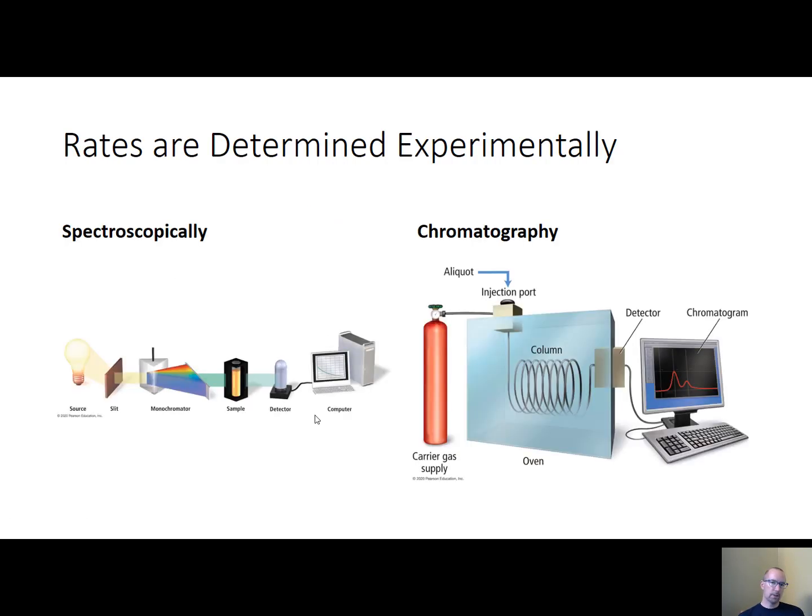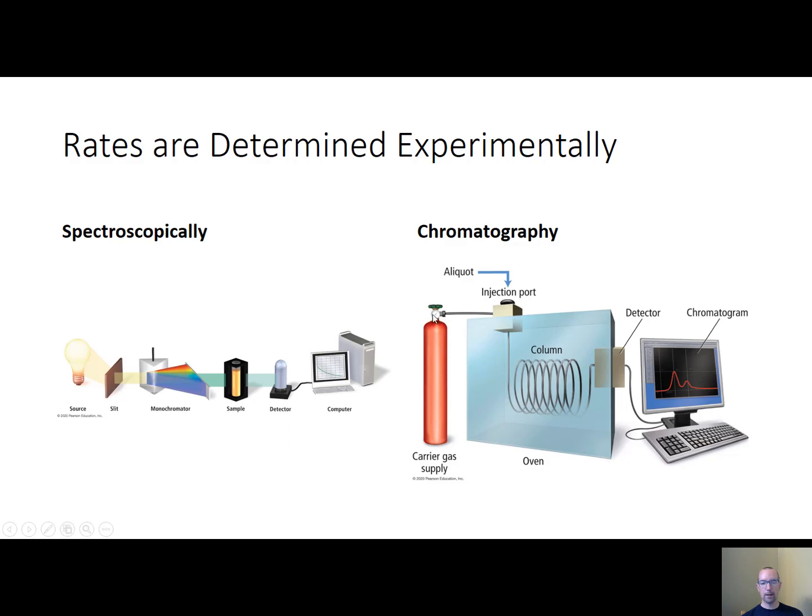Now, rates are determined experimentally. There's no way we can look at a chemical reaction and determine that our reaction is fast or slow. So it's done experimentally. One way we can do it is through spectroscopy. That is, we can look at a certain species that absorbs or emits light and watch that change as a reaction occurs. So if it's being consumed or being made, this graph will go down or go up.